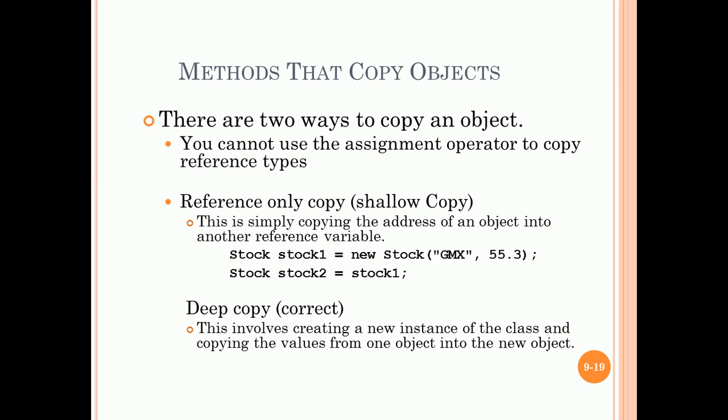There are two ways for copying objects. One is called the reference only copy. It is also called the shallow copy, and the other is called the deep copy.